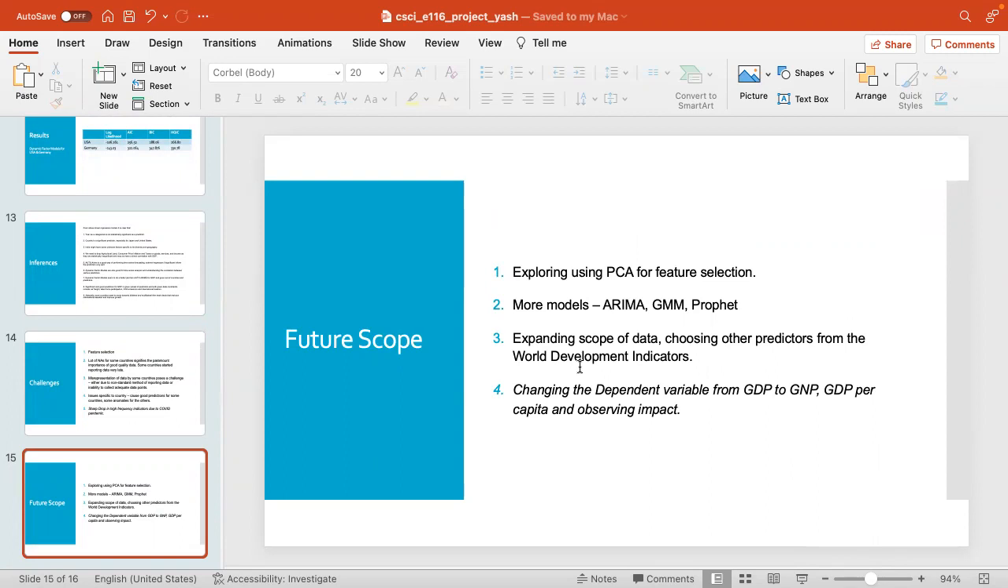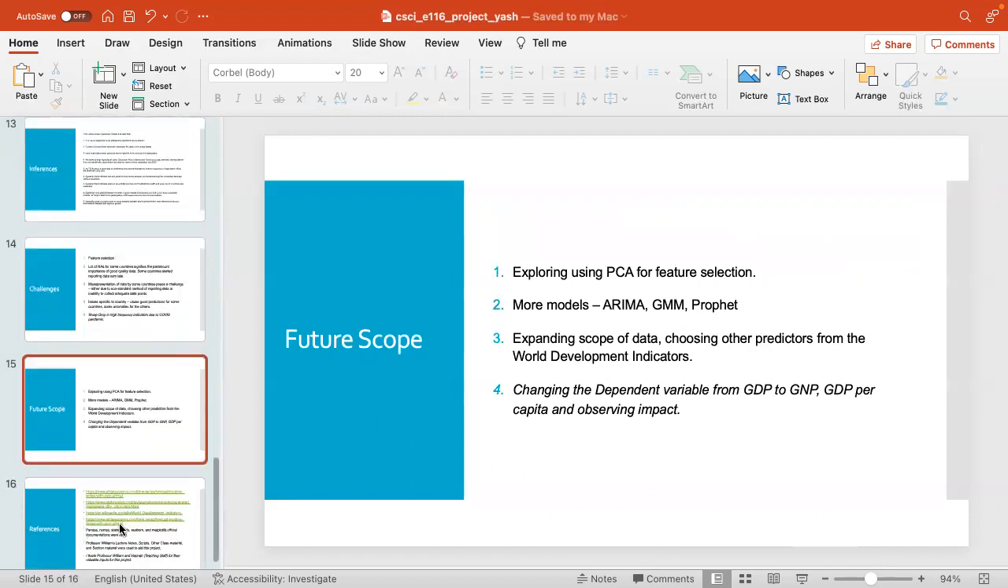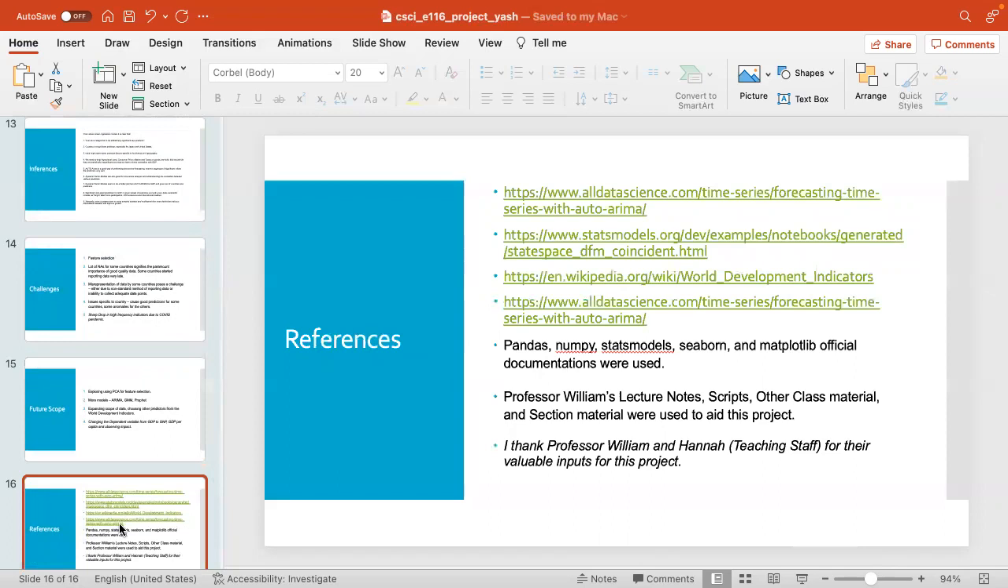PCA for feature selection can be explored. I lacked time and couldn't get to it. Also, expanding the scope of data and choosing some other dependent variables. Here are the reference links that I used.